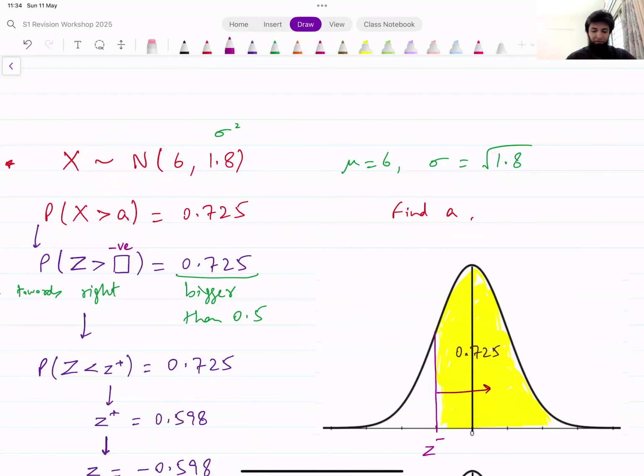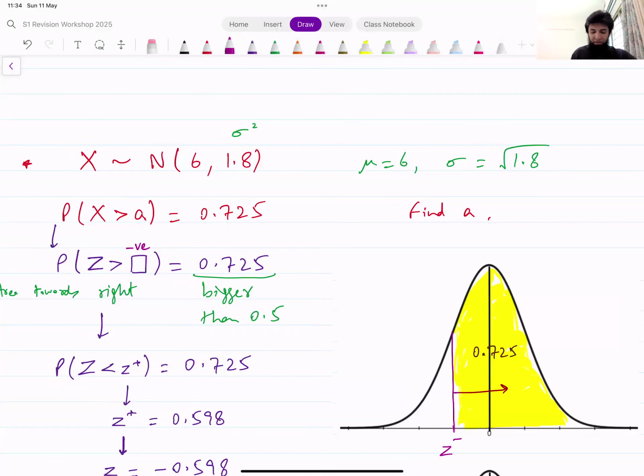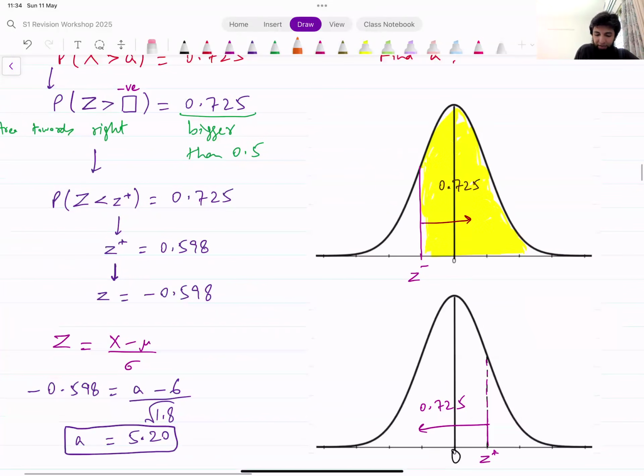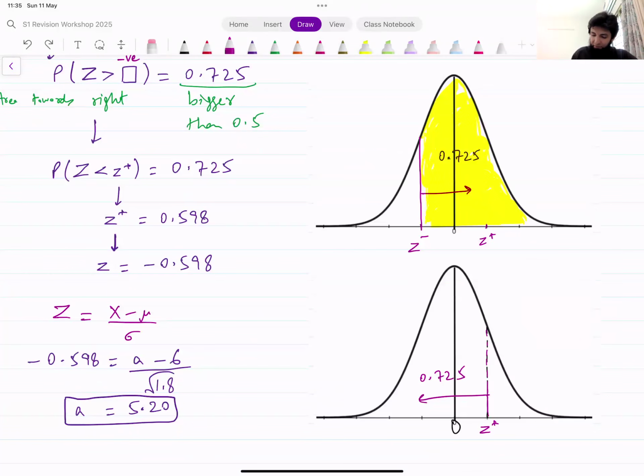So first of all, you have to identify whether that z value is positive or negative, and this is telling us that it's supposed to be a negative value. Now, if it is a negative value, that means it's not the standard form. The standard form is z less than a positive number. So what do we do then? We can flip this. If that area to the right of that negative value is 0.725, then considering the corresponding positive value of z, the area to the left of that positive value, using the symmetry of the curve, should also be the same, right?